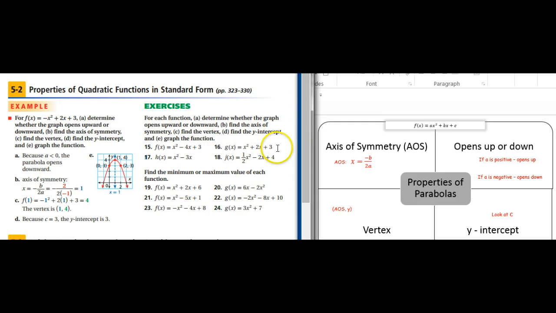All of these problems are the same. They want you to walk through the steps of finding the axis of symmetry, whether the graph opens up or down, etc., and then plot it onto a graph. So I'm going to jump to the PowerPoint real quick.